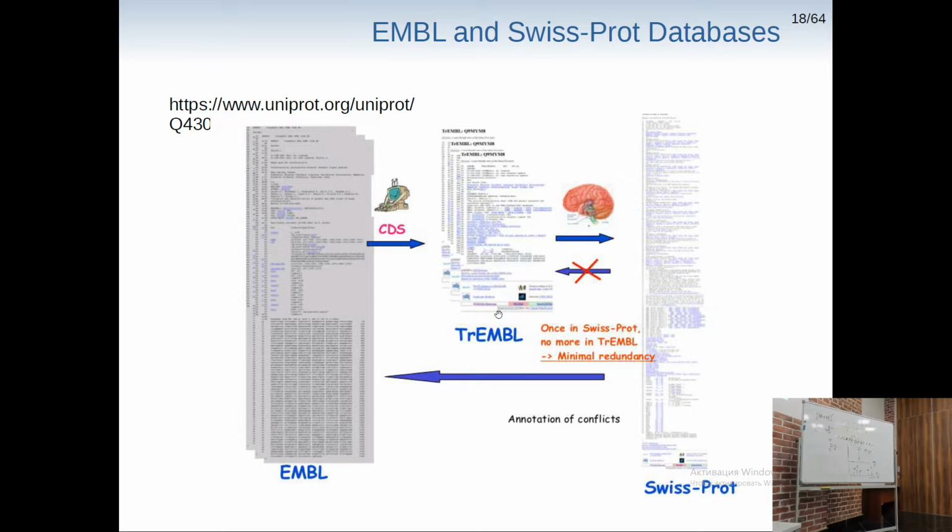And only if there is some conflict in annotation, some error or any other problems, it will get back to TrEMBL as a note that there was a conflict or there are different alleles of this gene or anything like this. So the relation between those different databases is more or less understandable, right? Yes. All right.